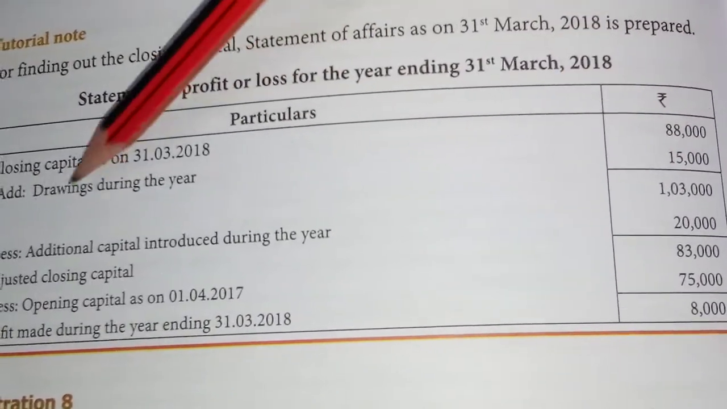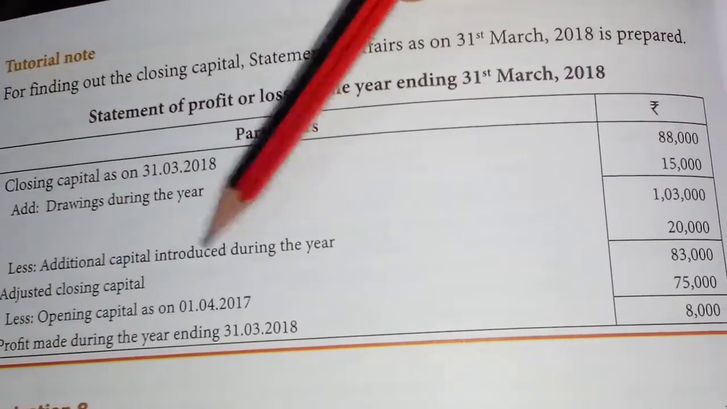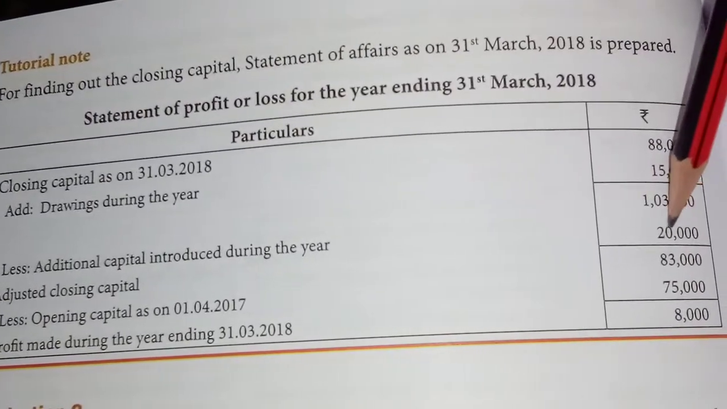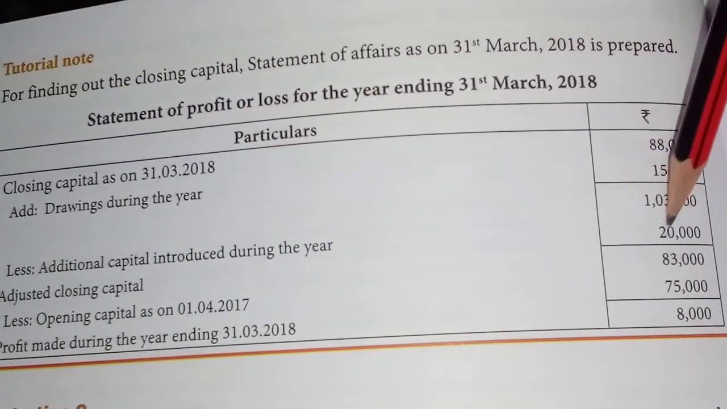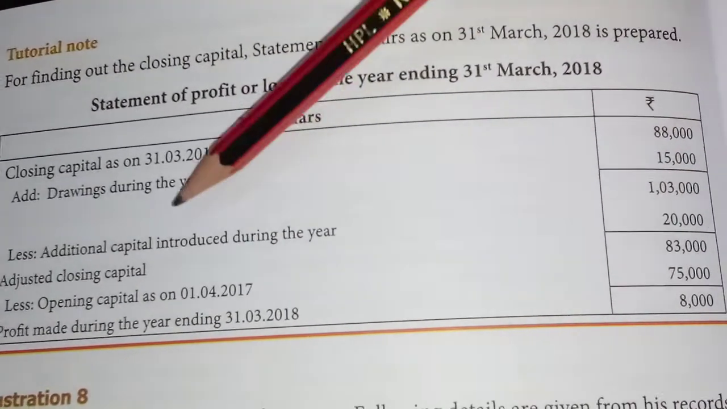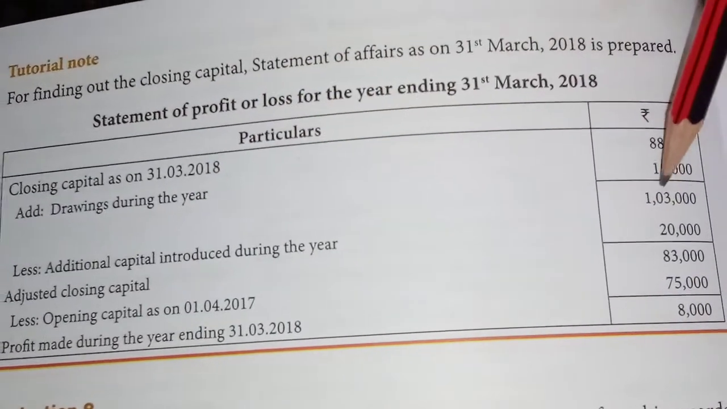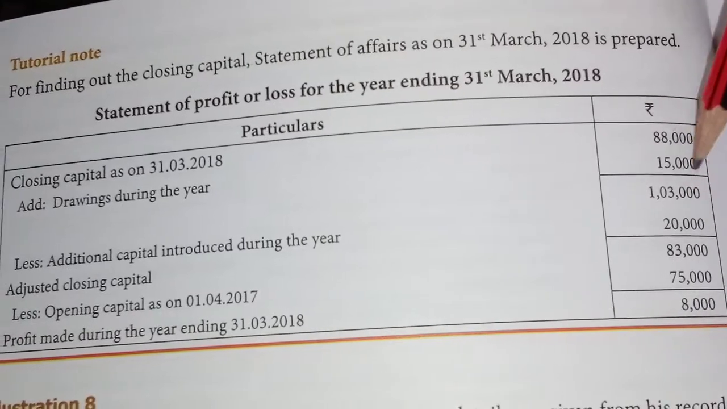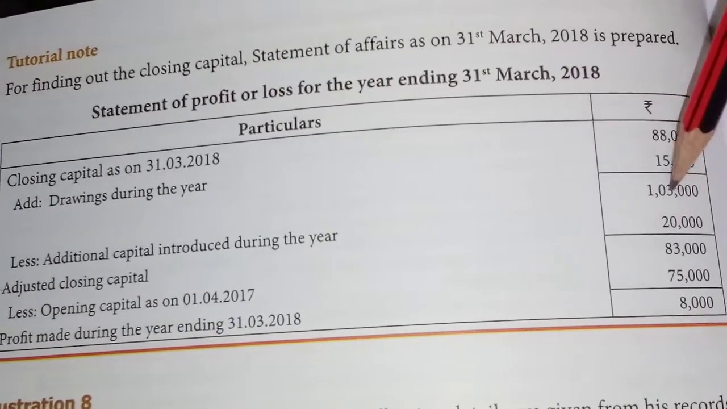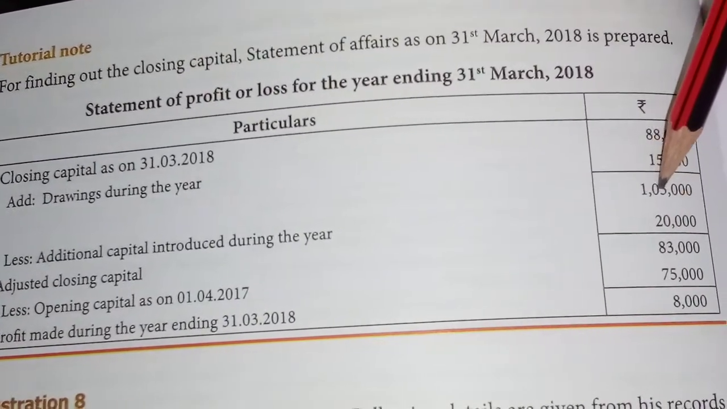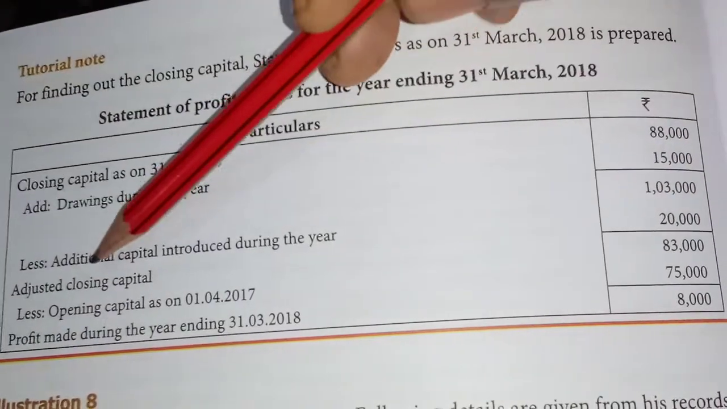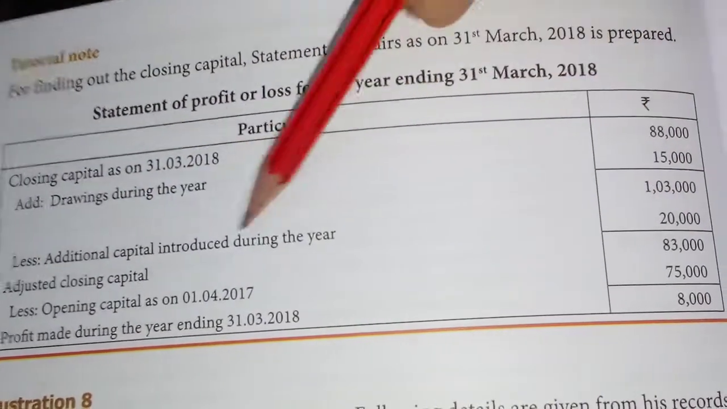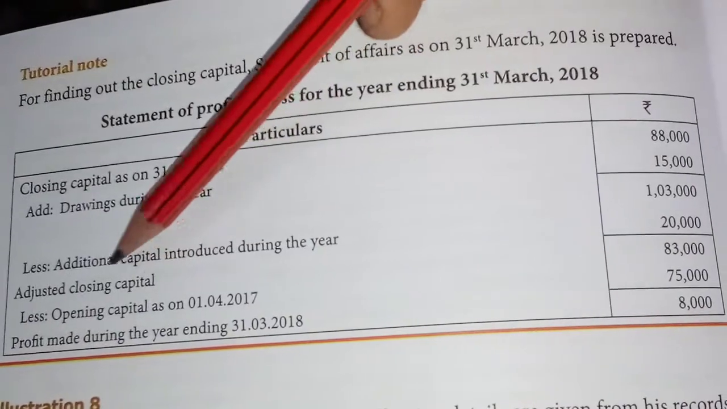Right. Then less additional capital. Additional capital is 20,000, so we have to deduct it. So 1,03,000 minus 20,000. Here 3 zeros, then 3 minus 0, 3. Then here borrow 1, 10 minus 2, 8. Then that 83,000 is called adjusted closing capital.